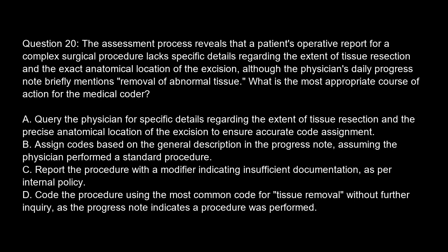Option A. Query the physician for specific details regarding the extent of tissue resection and the precise anatomical location of the excision to ensure accurate code assignment. Option B. Assign codes based on the general description in the progress note, assuming the physician performed a standard procedure. Option C. Report the procedure with a modifier indicating insufficient documentation, as per internal policy. Option D. Code the procedure using the most common code for tissue removal, without further inquiry, as the progress note indicates a procedure was performed.